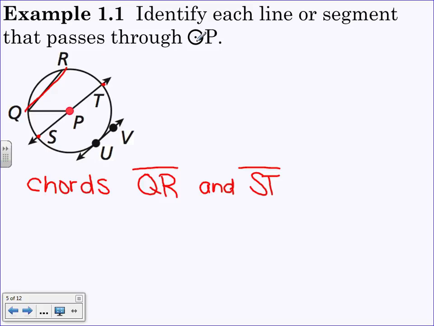Okay, second type of line we talked about was a secant. And we said that secants are lines, so something that extends forever in each direction, that passes through the circle in 2 points. So again, looking at ST, it's a line as noted by the arrows that point in each direction. So ST is also a secant. But when I name it as a line, we have arrows at both ends of our line over top.